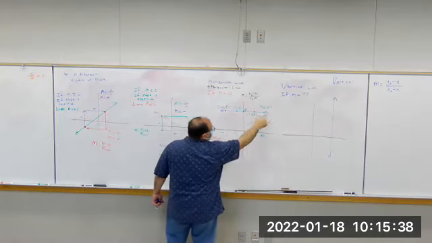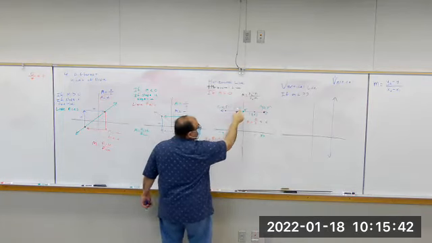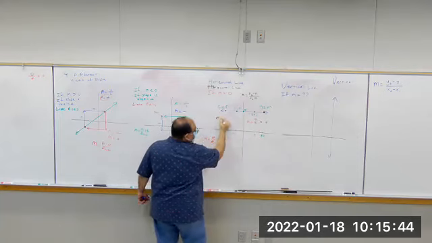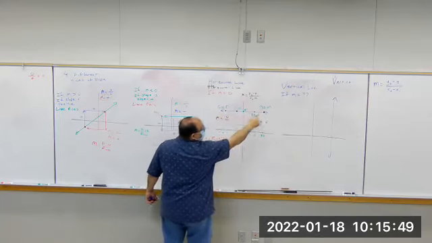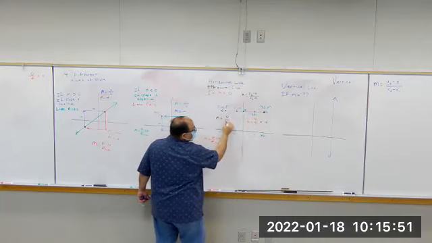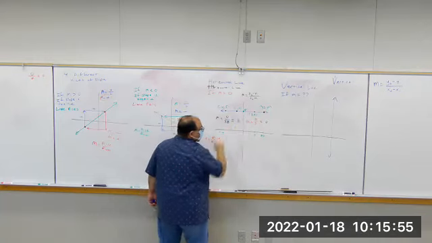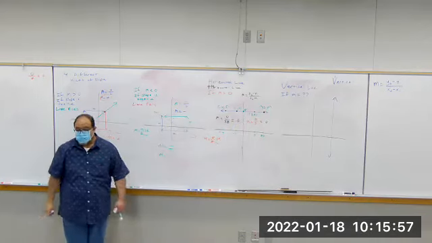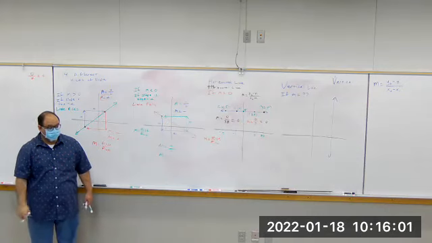From -1 to 37 over 5, the rise. From 5 to 5, that's a 0. From -1 to 37, that's a change of 38. 38 goes into 0 zero times. Slope is 0. Horizontal line, slope is 0.